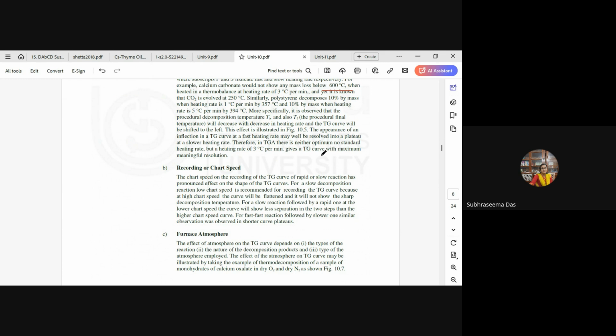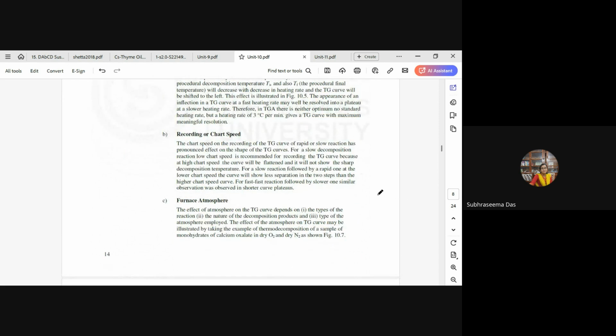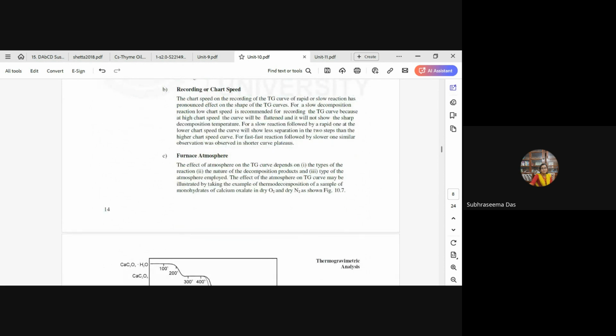For a slow decomposition reaction, low chart speed is recommended for recording the TG curve, because at high chart speed the curve will be flattened and it will not show the sharp decomposition temperature. So for a slow reaction followed by a rapid one, at the lower chart speed the curve will show less separation in the two steps than at the high chart speed. Then coming to the furnace atmosphere.